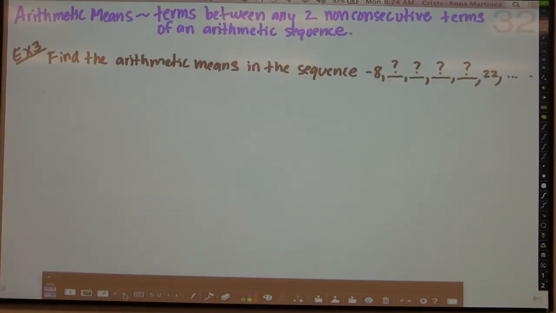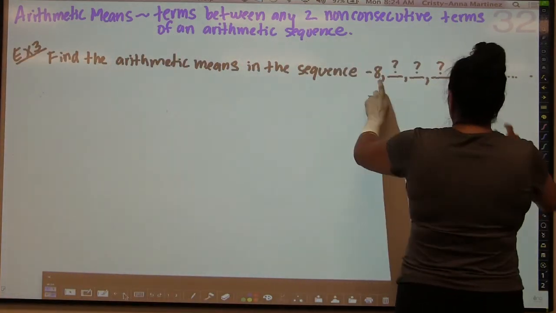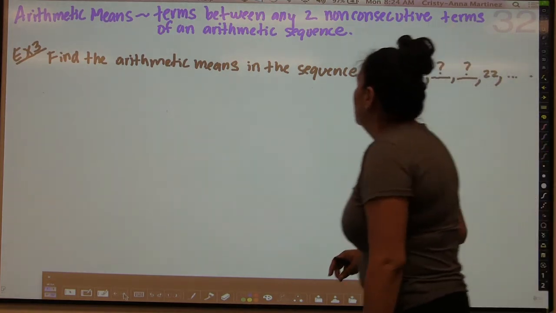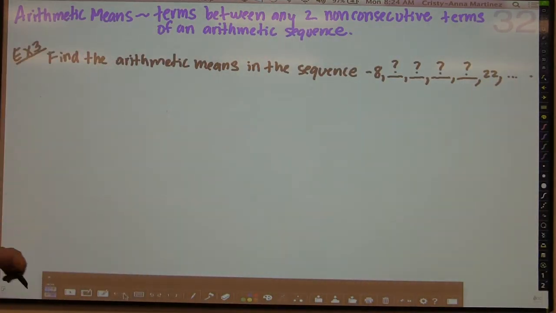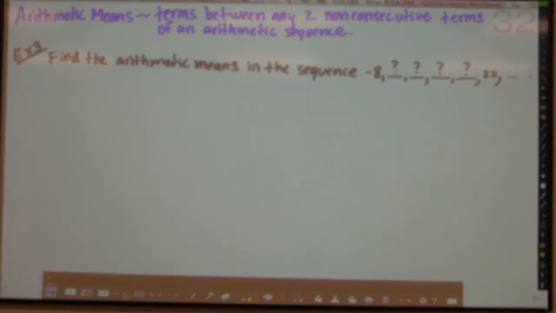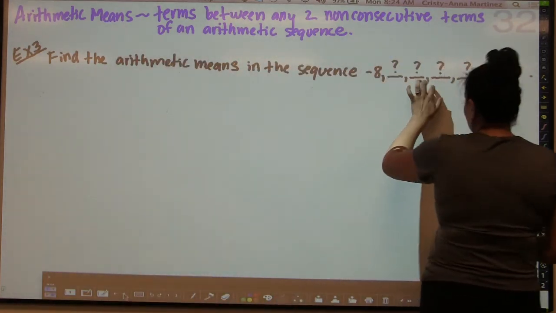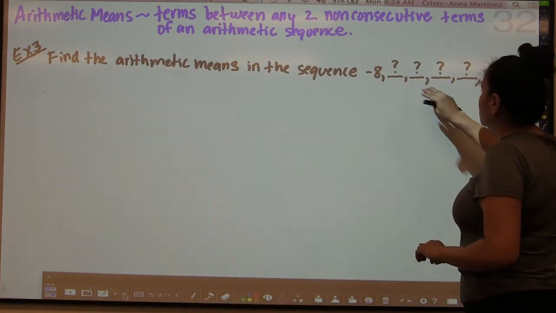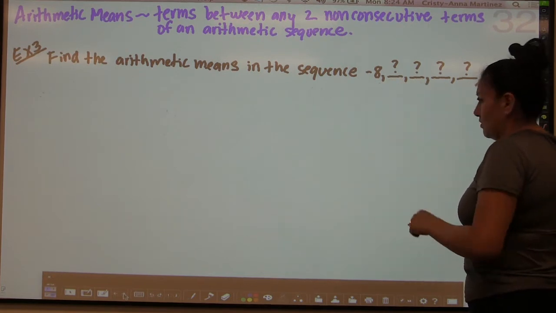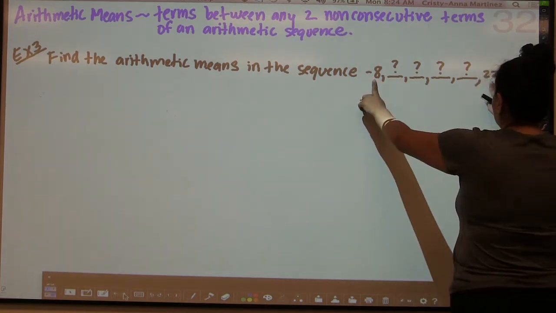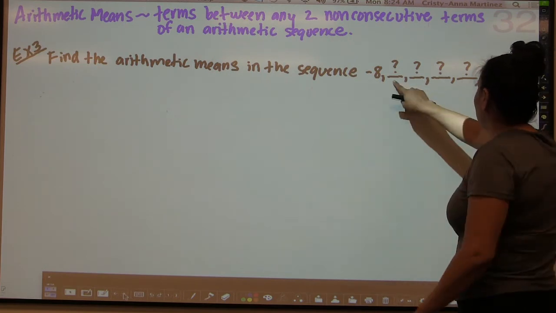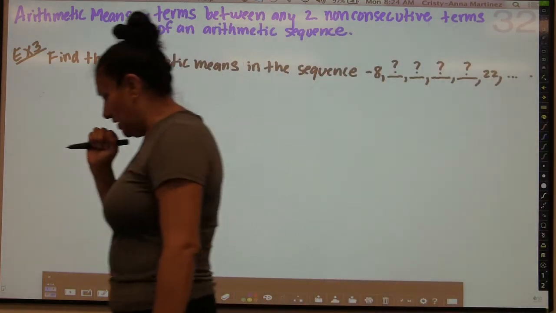In example 3, we have something a little different, and it's what we call an arithmetic mean. Sometimes you have a sequence that's given, and you don't know what the values in between are. The terms between any two non-consecutive terms of an arithmetic sequence are called the arithmetic means. Sometimes you can have 4 in between, but anytime you have terms that are in between non-consecutive terms, and consecutive means one after the other, so clearly these are not one after the other, there's 4 in between. These terms in here are what we refer to as arithmetic means.